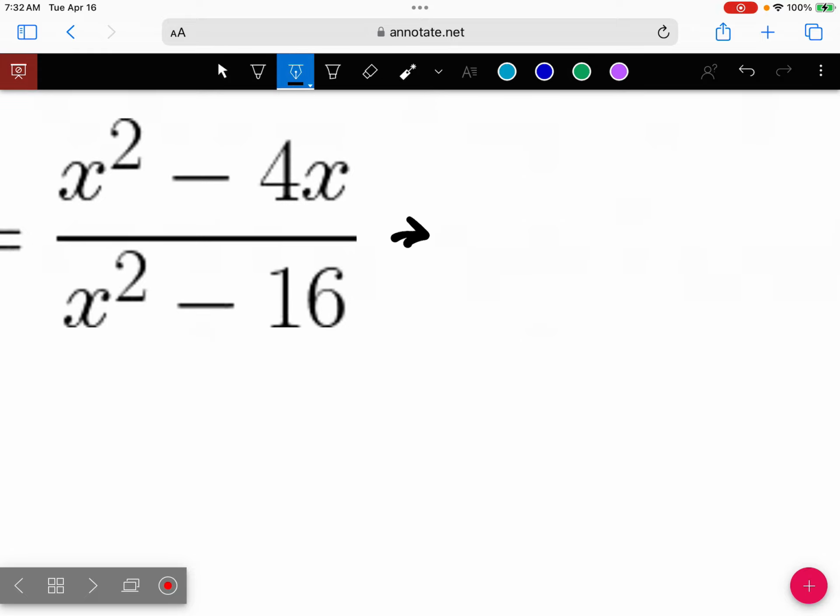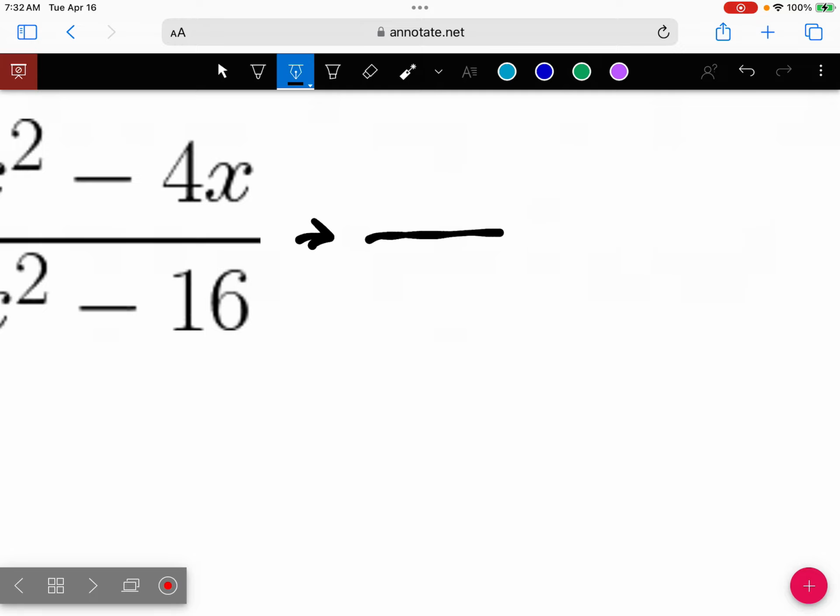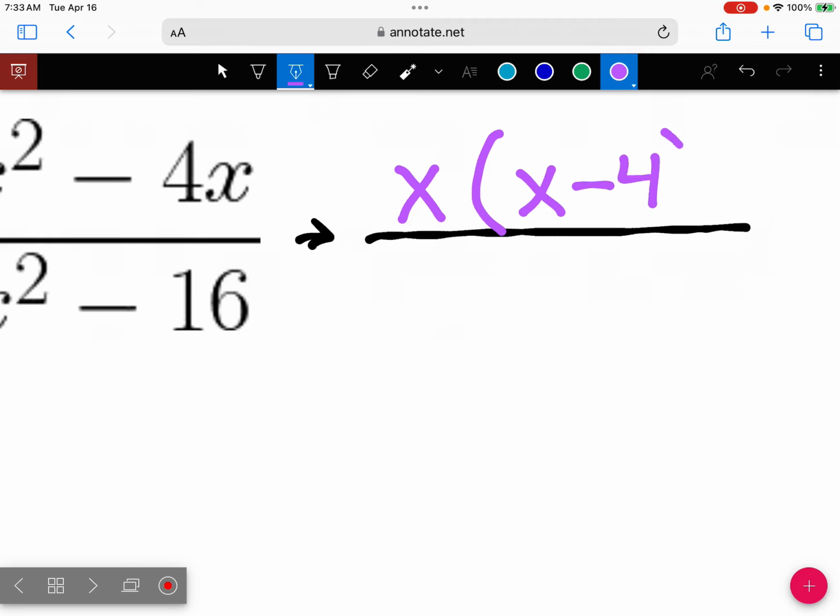we're going to come through and we're going to try and simplify these. So looking at my numerator, what can we do? X is a GCF here. So we can take an x out, leaving us with x minus 4.